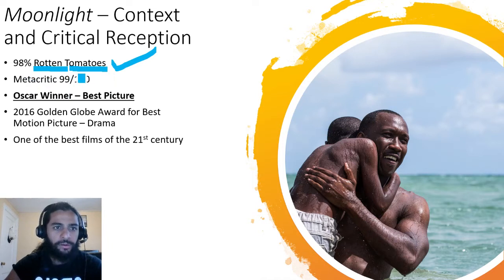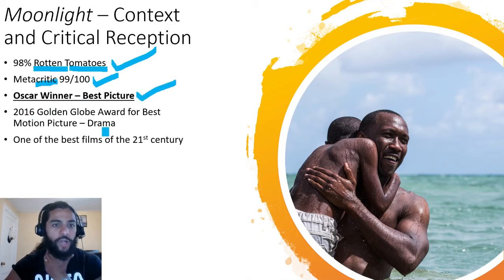Metacritic, another site that reviews all kinds of different media, is similar to Rotten Tomatoes in that it takes the actual critic responses, so not just regular people like you and me, but the people who've made a career out of reviewing films. It's got a 99 out of 100 rating. So pretty high praise there from the critics. The Oscar winner for Best Picture in 2016, and you can see this is bold and underlined. This is perhaps the highest praise that a film can get. In 2016, it won the Best Picture award at the Academy Awards, also known as the Oscar Awards. So to say that it was the best film of the year, that is pretty impressive. In 2016, it also won the Golden Globe Award, a similar awards show, for Best Motion Picture Drama.